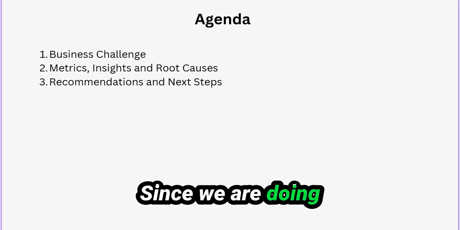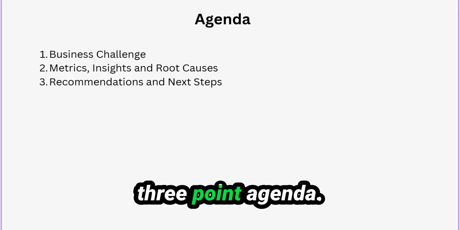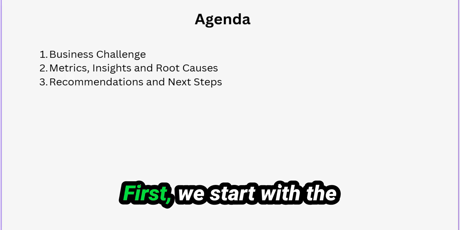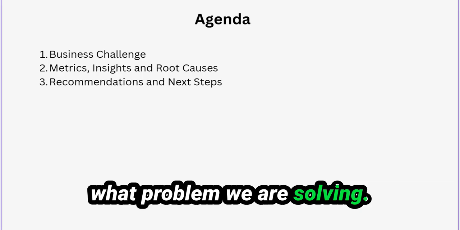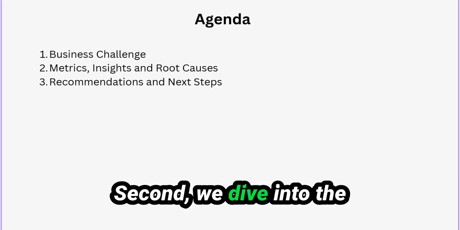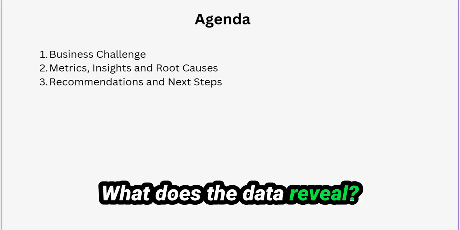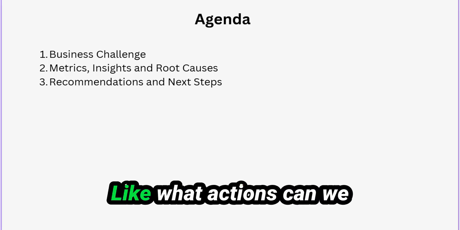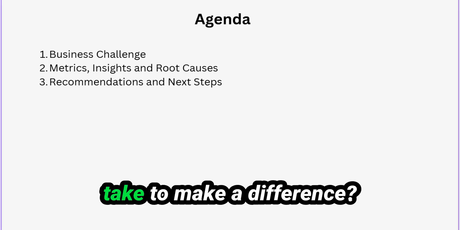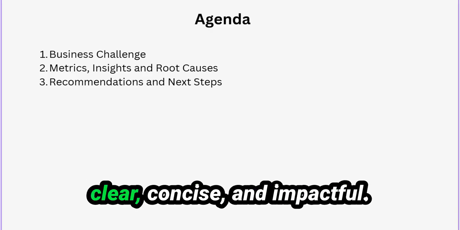Since we are doing storytelling with data, we can stick to a simple 3 point agenda. First, we start with the business challenge, like what problem we are solving. Second, we dive into the metrics and insights. What does the data reveal? And third, end with the recommendations, like what actions can we take to make a difference. This structure keeps the story clear, concise, and impactful.